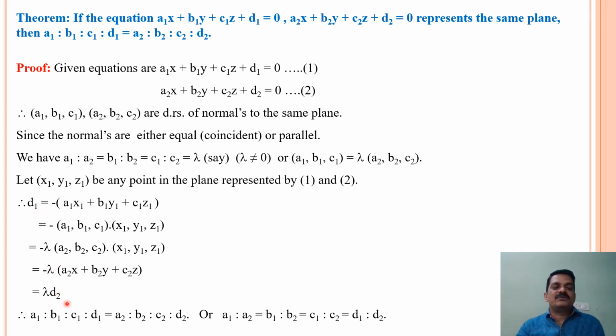That is, d1 is equal to lambda d2. Here a1 is equal to lambda a2, b1 is equal to lambda b2, c1 is equal to lambda c2, d1 is equal to lambda d2. So a1 is to b1 is to c1 is to d1 is equal to a2 is to b2 is to c2 is to d2 is equal to some lambda, or a1 is to a2 is equal to b1 is to b2 is equal to c1 is to c2 is equal to d1 is to d2. So two planes represent the same plane if a1 is to a2 is equal to b1 is to b2 is equal to c1 is to c2 is equal to d1 is to d2.